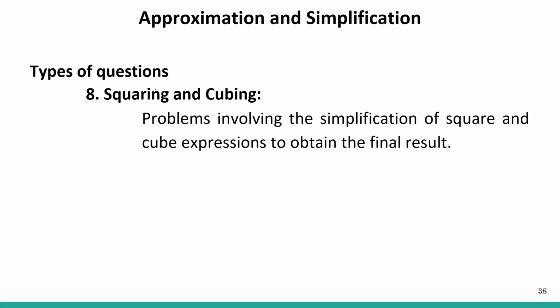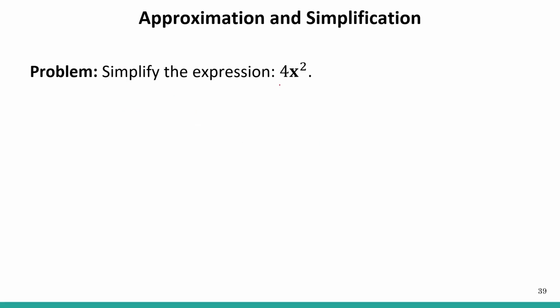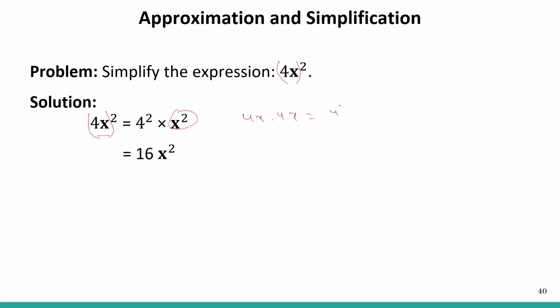So let's see the eighth kind of question, that is squaring and cubing. Problems involving the simplification of square and cube expressions to obtain the final result. Simplify the expression (4x) square. So (4x) square is equal to what? 4 square into x square, that is equal to 16x square. The bracket is missing here, so there is a simple typo. We can write 4x into 4x, that is equal to 4 square into x square, which is equal to 16x square.